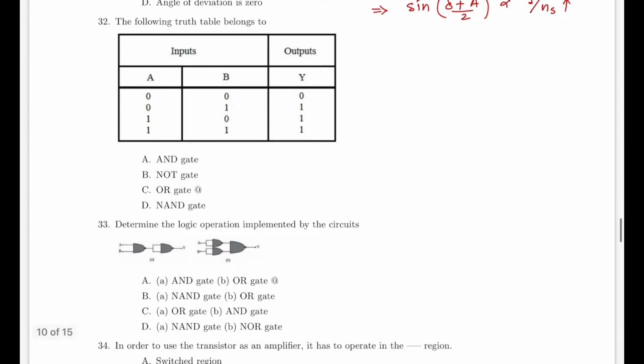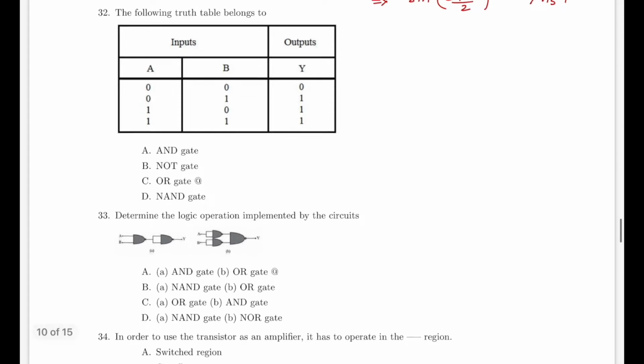Now 32nd problem says the following truth table belongs to. So as you can see, between A and B, if anyone has the higher bit, that is 1, then the output is 1. So that is a characteristic of OR gate. So this is a truth table for OR gate.